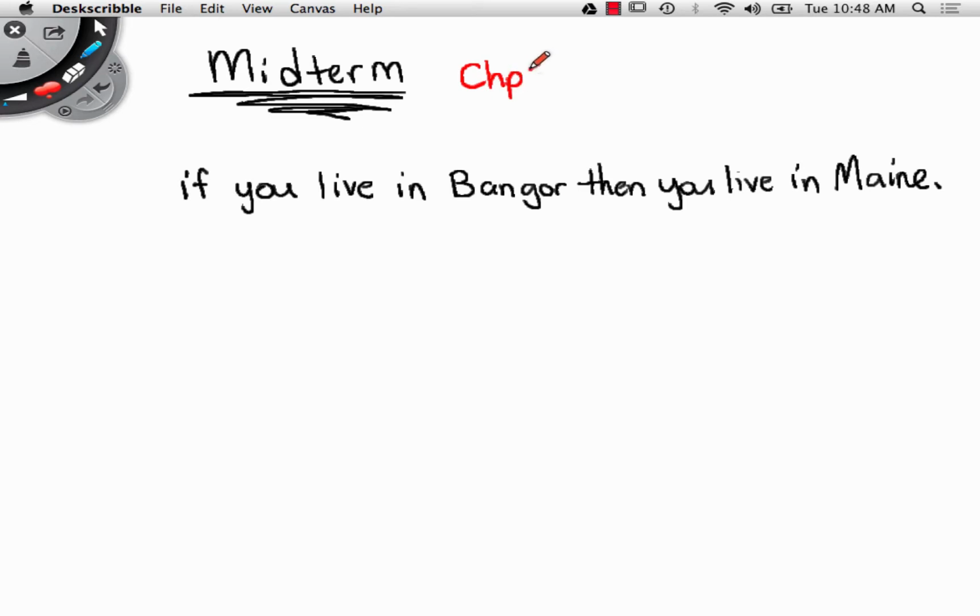Good old chapter 2. And what I want you to be able to tell me is, what is the hypothesis to this? What'd you say? Then you live in Maine? Nope, that's the conclusion. If you live in Bangor, but you don't need which word? Right, so the hypothesis is simply what? You live in Bangor. So we're going to underline the hypothesis one time. Okay, what's the conclusion? Just you live in Maine without the then. So you underline that twice, and that's the conclusion.